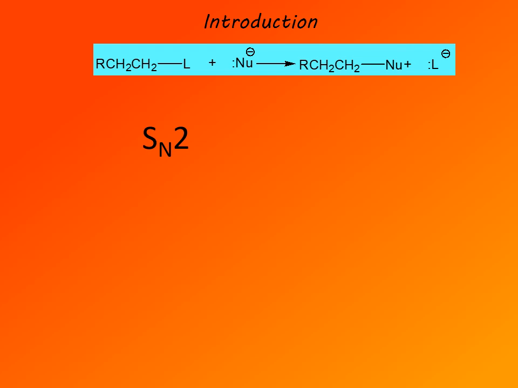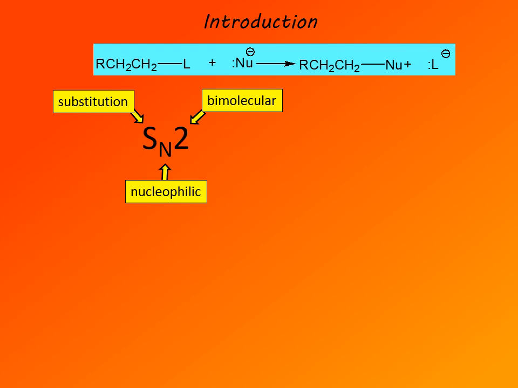SN2 is an abbreviation for the reaction mechanism. The letter S stands for substitution. It indicates that the reaction is a substitution, replacement of one atom or group by another. N stands for nucleophilic, and 2 stands for bimolecular. That means the reaction is bimolecular. In the rate determining step, two molecules or two ions, two particles have to interact, have to collide for the reaction to occur.